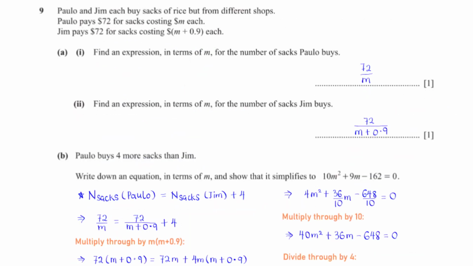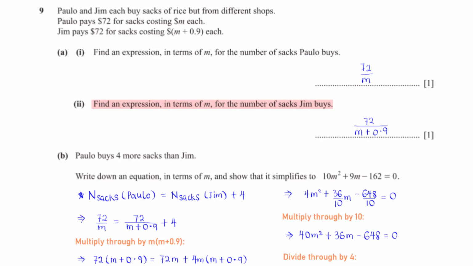Paulo and Jim each buy sacks of rice but from different shops. Paulo pays $72 for sacks costing m dollars each. Jim pays $72 for sacks costing m plus $0.9 each. Find an expression in terms of m for the number of sacks Paulo buys. The number of sacks Paulo buys is equal to the total amount he pays for the sacks, which is $72, divided by the unit cost of a sack, which is m dollars.